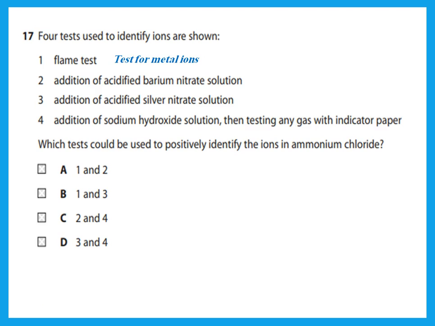The second choice is addition of acidified barium nitrate solution. Again, this is a test for what? This is a test for sulfate. I don't have a sulfate. I don't need to test for that. Now, test 3 says addition of acidified silver nitrate. Well, silver nitrate is a test for chloride, so I will need this test to test for chloride. Addition of sodium hydroxide, then testing any gas with indicator paper. That is the test for ammonium. So that means I will need tests 3 and 4.